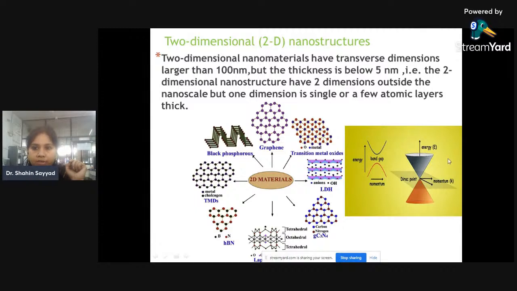Because now the periodicity is not there in this direction, it means the size is reduced and it acts like a cone. So there is a direct interaction between the conduction band and valence band. When you synthesize graphene in two dimensions, it shows high conductivity. Now it is clear why graphene shows high conductivity: there is a change in the band shape with respect to the particle size.